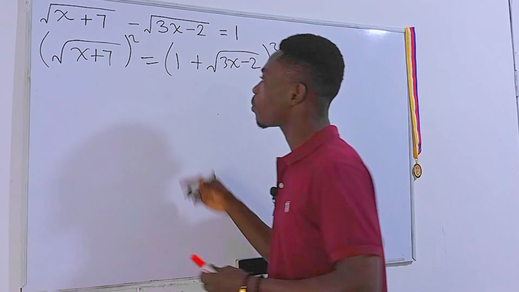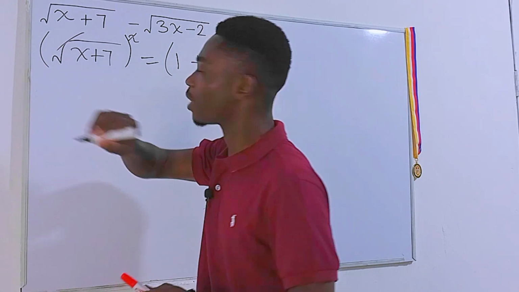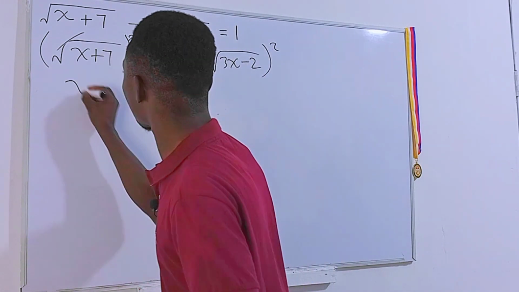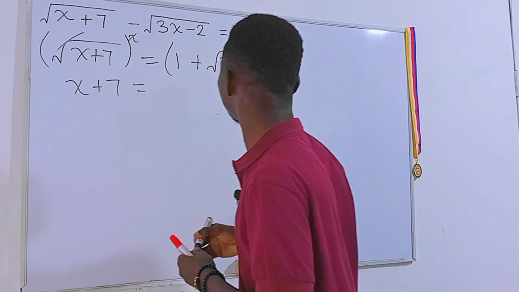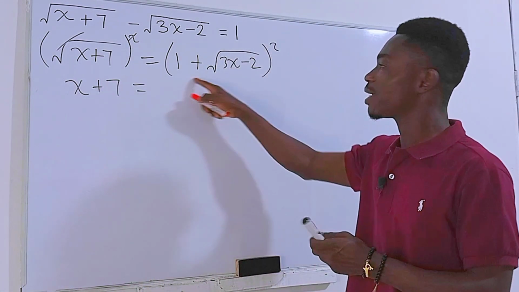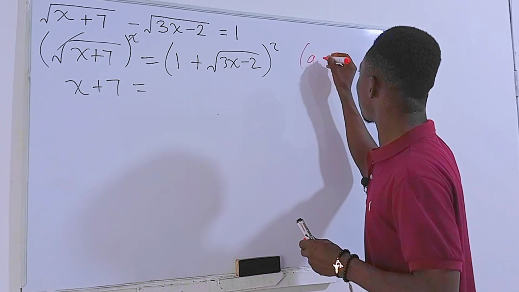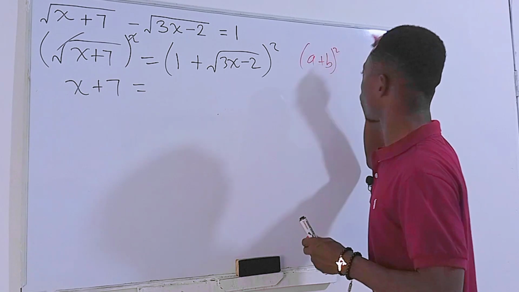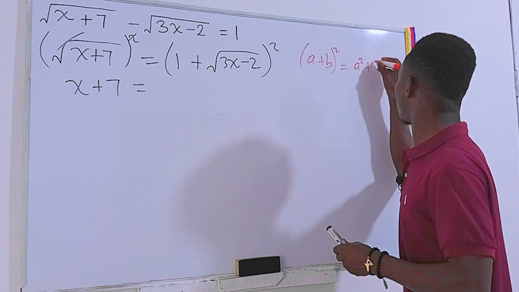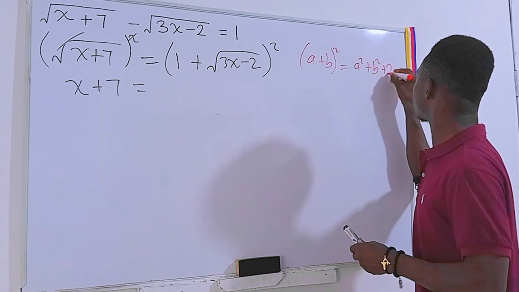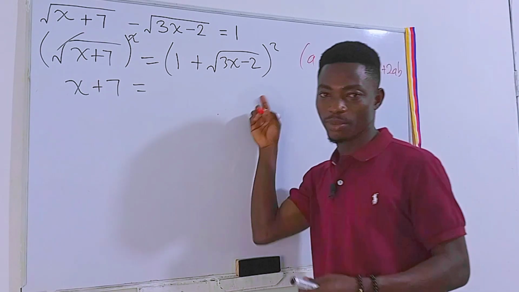Maybe you may be wondering, why are we squaring? We are squaring because we want this square to cancel out this root, so that on the left hand side you'll be left with x plus 7. Then on the right hand side, check this out, we are expanding the whole of this. Remember, from indices, if we have a plus b all squared, we can expand this as a squared plus b squared plus 2ab.